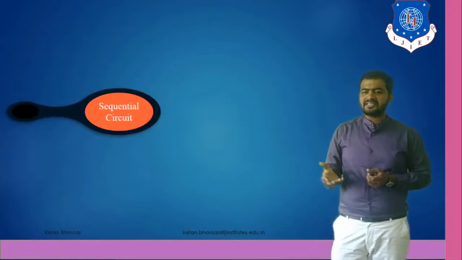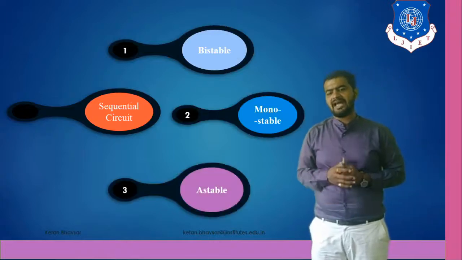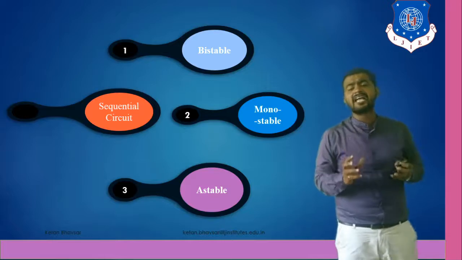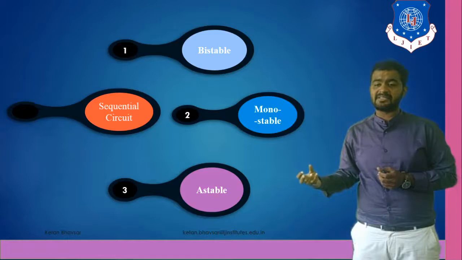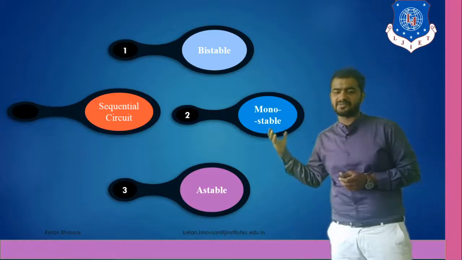Now, the sequential circuit, the types you already know. It's bistable, monostable, and astable. Now we go into depth and study the different types of bistable, monostable, and astable circuits, and also we go into depth when we're talking about the different types of sequential circuit.